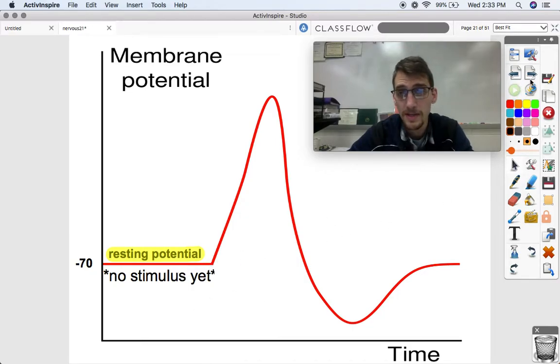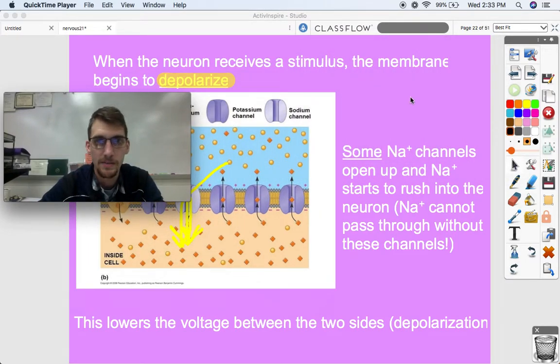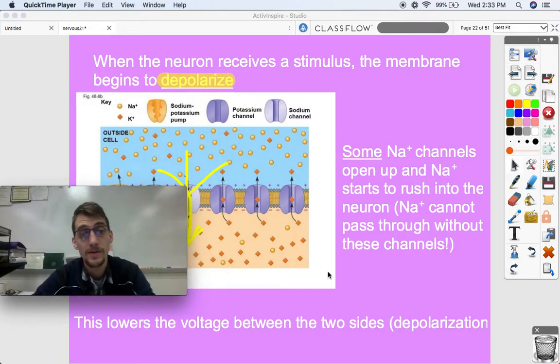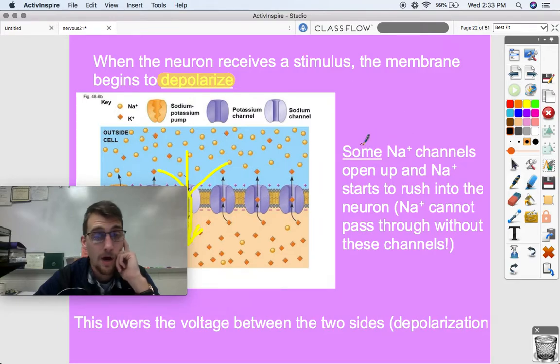Okay, so there's no stimulus yet. The neuron has not been told what to do. That is, until it does receive a stimulus. When the neuron does receive a stimulus, it starts to depolarize, and I'm going to be asking you to know what that word is. Depolarize means that it's going to become less polar on either side. So what's going to happen is that some sodium channels open. Why do we need sodium channels? Well, ions, which are charged particles, can't cross the cell membrane by themselves. They can't just diffuse wherever they want to go. They need to go through a channel.